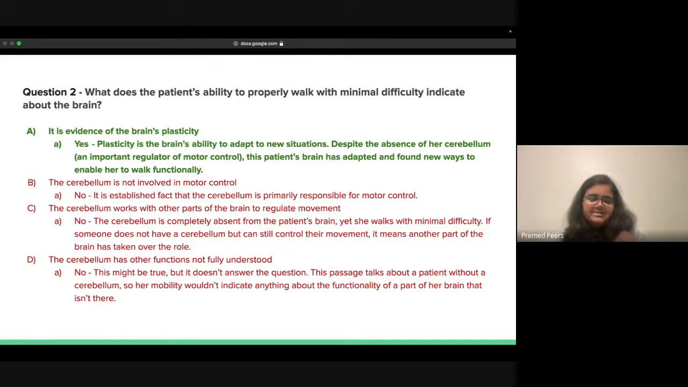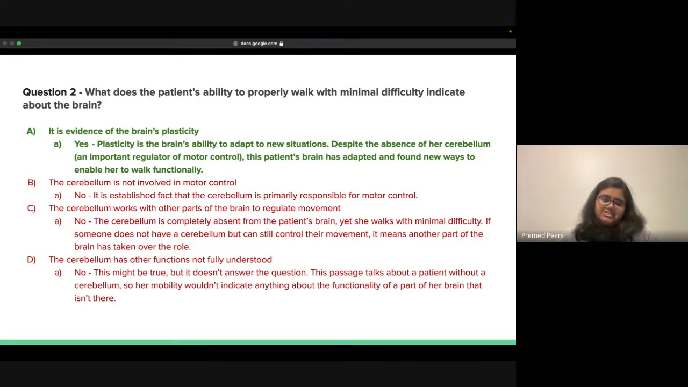B is not correct because we know for a fact that the cerebellum is involved in motor control. C, the cerebellum works with other parts of the brain to regulate movement. So in this patient, the cerebellum is completely absent, but she walks with minimal difficulty. So if she doesn't have a cerebellum, but she can still control her movement, it means that another part of her brain has taken over the role.